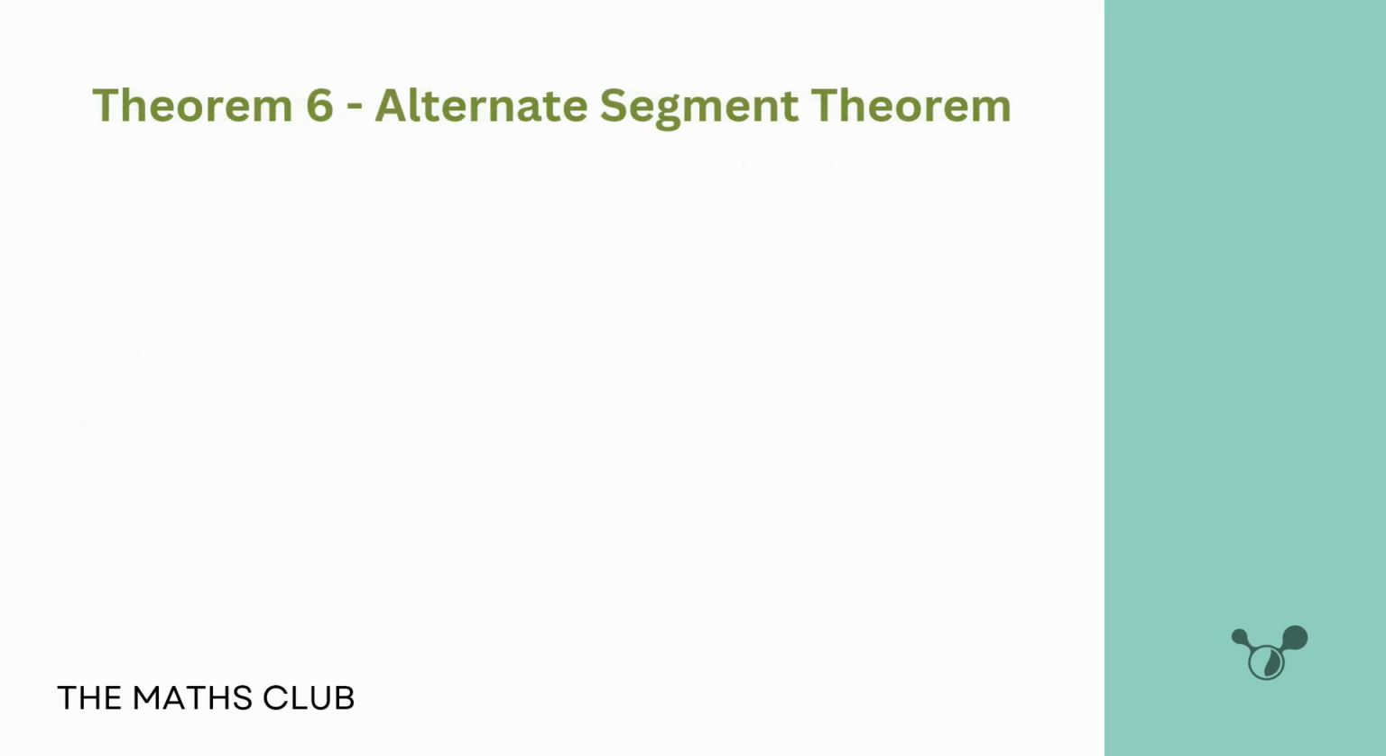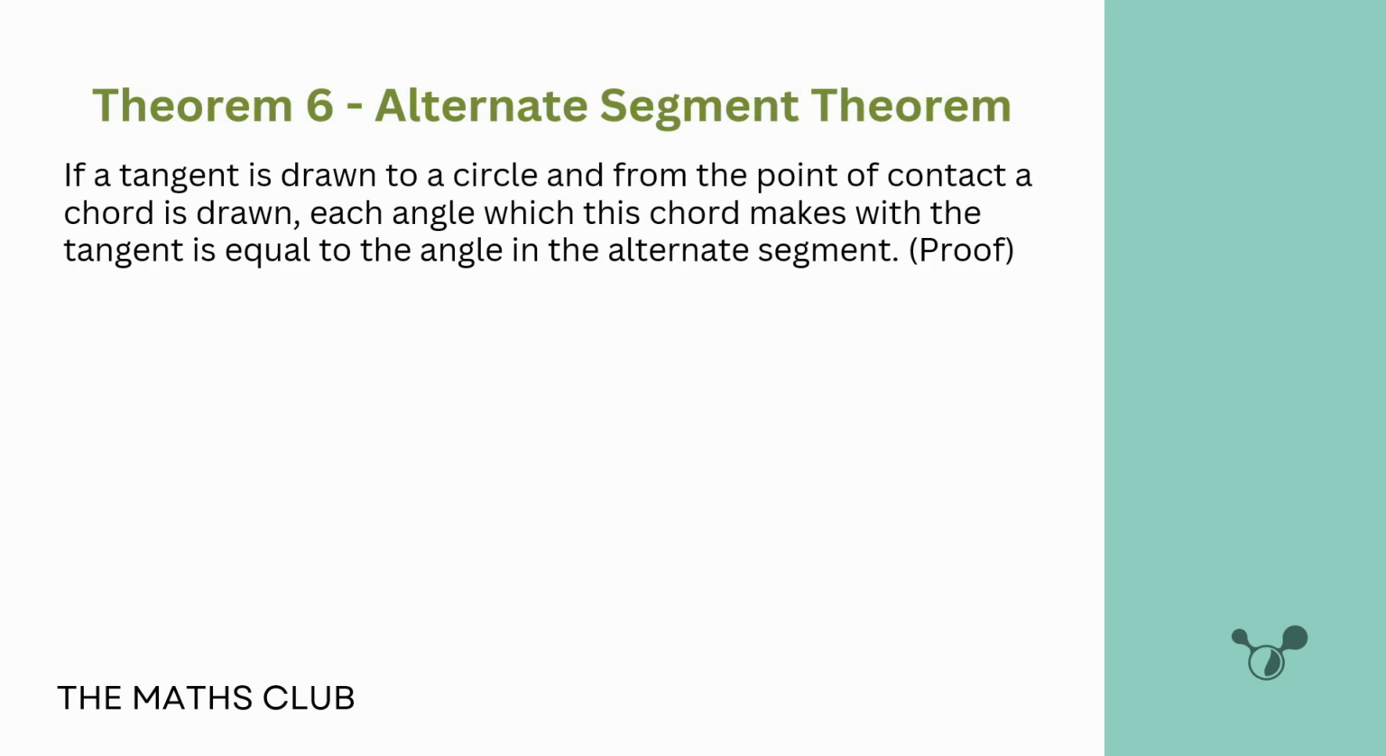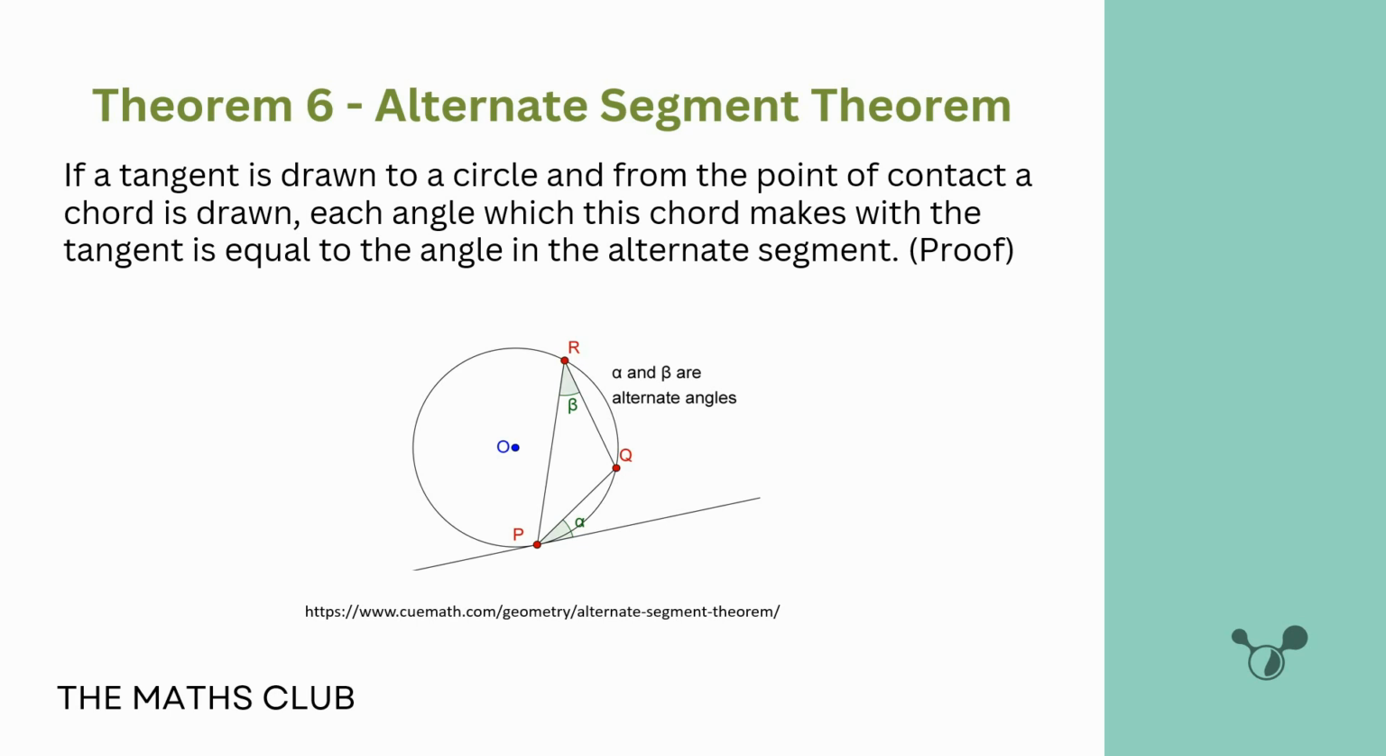Theorem 6, which is the final theorem, is the alternate segment theorem. One other theorem that you need to know the proof. It says that if a tangent is drawn to a circle, we've looked at what the tangent is, and from the point of contact a chord is drawn, each angle which this chord makes with the tangent is equal to the angle in the alternate segment. So much English. But what they're trying to tell us is that this alpha here will be equal to this beta here. That's basically it. The alpha and beta are alternate angles.